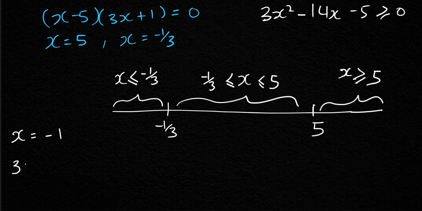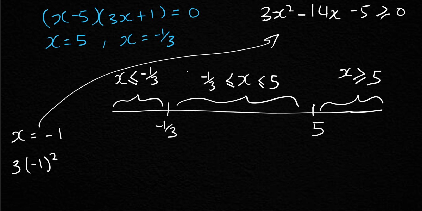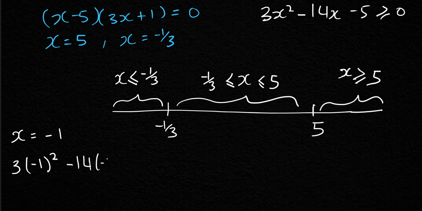Well, if x is negative 1, it's going to be 3 times negative 1 squared. We're subbing this value into this inequality. Minus 14 times negative 1 minus 5. If we solve that, negative 1 squared is 1. So 3 times 1 is 3. Minus 14 times minus 1 is going to be positive 14. Watch your symbols, that's why you write it all out. And we have minus 5.